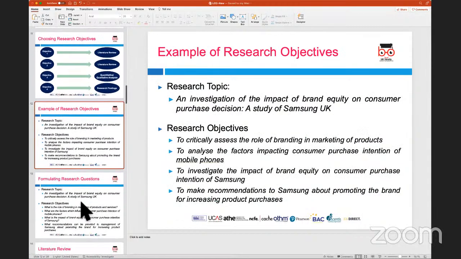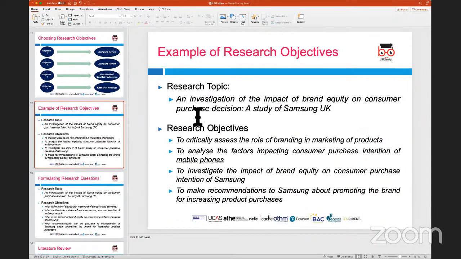So an example of this would be, if I look at, say, for example, investigation of impact of brand equity on consumer purchase decision, a study of Samsung UK. So here I'm formulating 4 research objectives. The first one talks about critically assess the role of branding in marketing of products. So this is where you would go about collecting existing material to find out what is the role of branding essentially in the marketing of products.